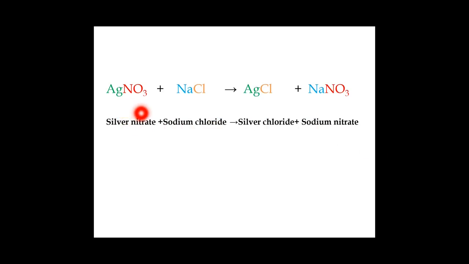When silver nitrate reacts with sodium chloride, it forms silver chloride and sodium nitrate. This chemical reaction is an example of double displacement reaction. This chemical reaction has two reactants. Two reactants involved in this chemical reaction form two products.